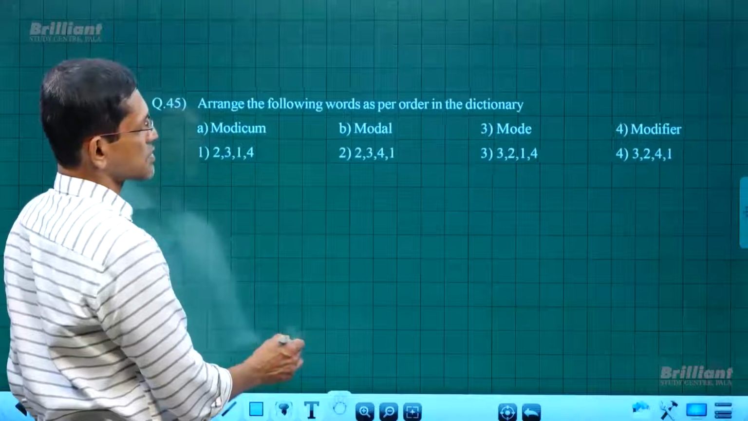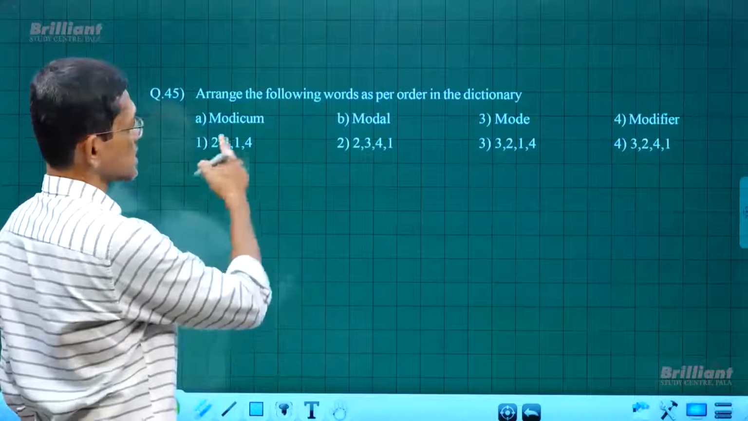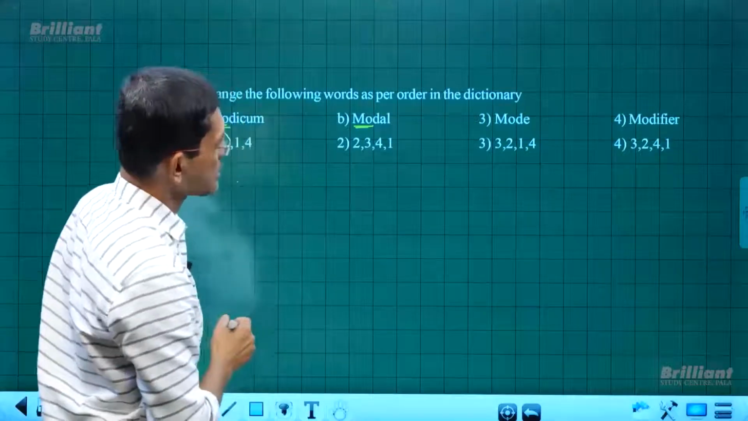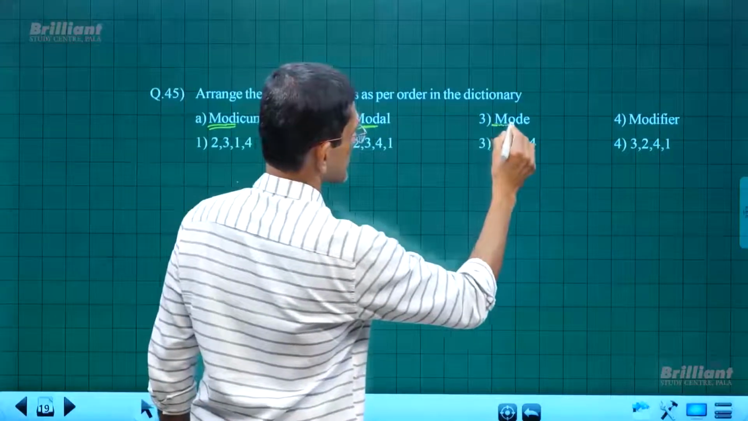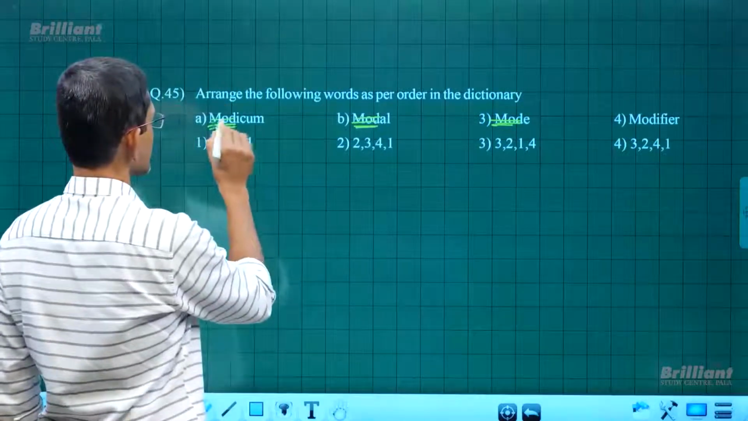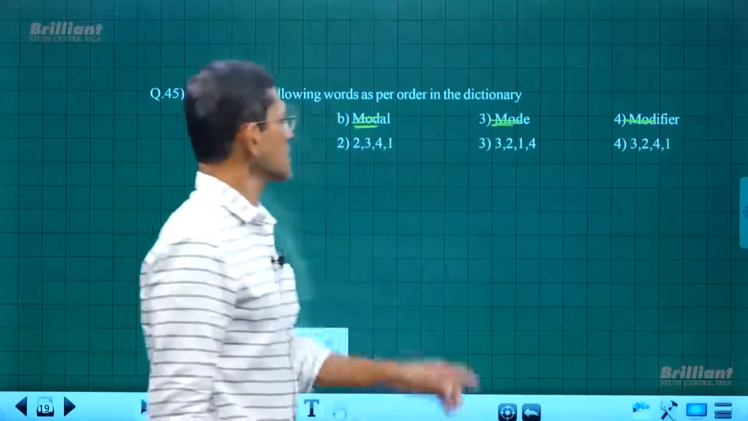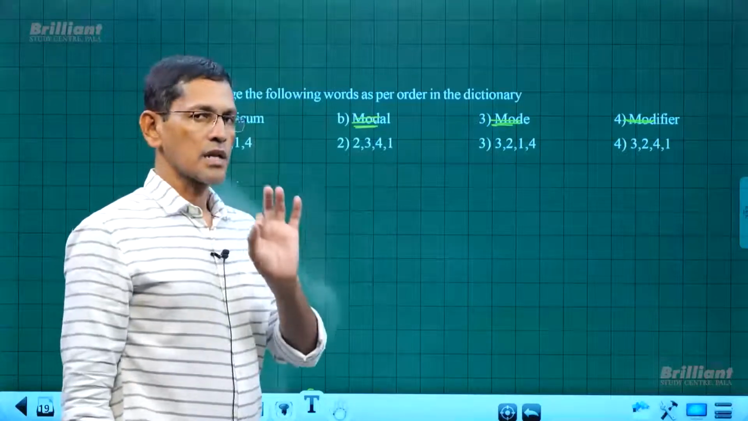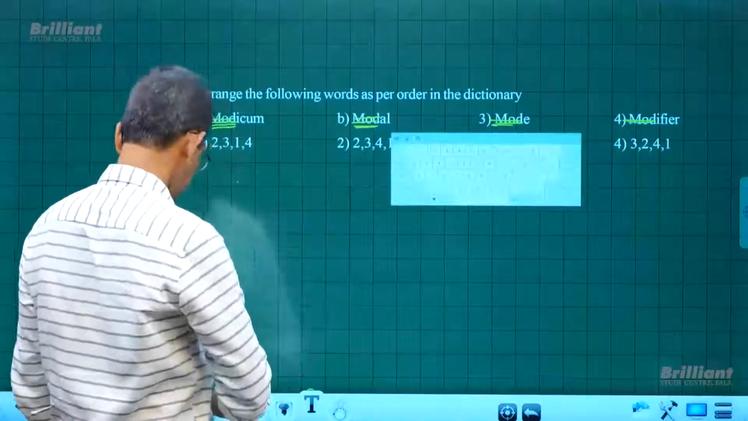Arrange the following words as per the order in the dictionary. So all the words are starting with M, right? M-O. Well, all of them are starting with M-O-D. So we have to consider the letter after M-O-D. First 3 letters you don't need to consider because they are the same. So then we look at the letter after that. Here we have A. So that's the first word in the alphabetical order. So we can take it as 2. The first one is 2.